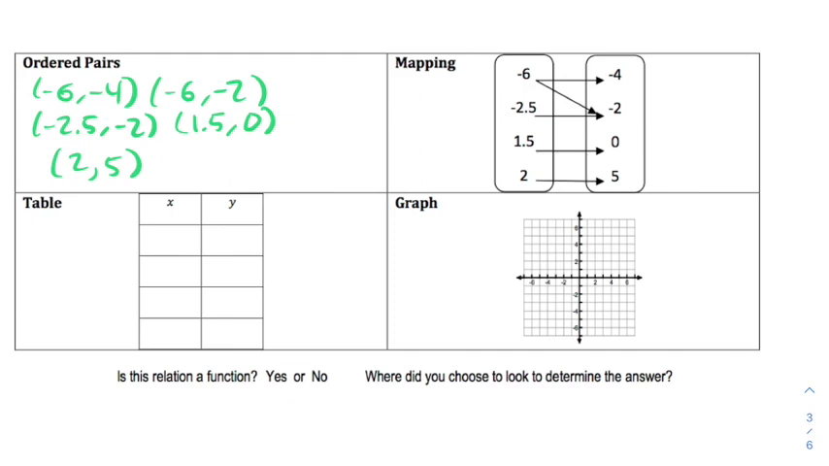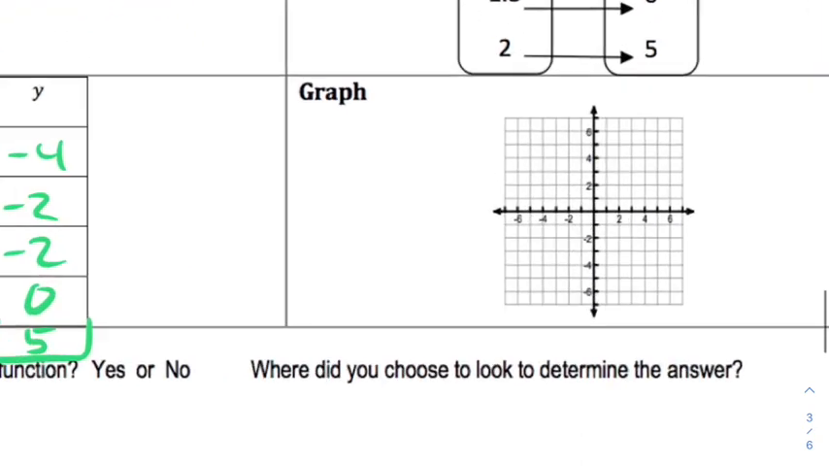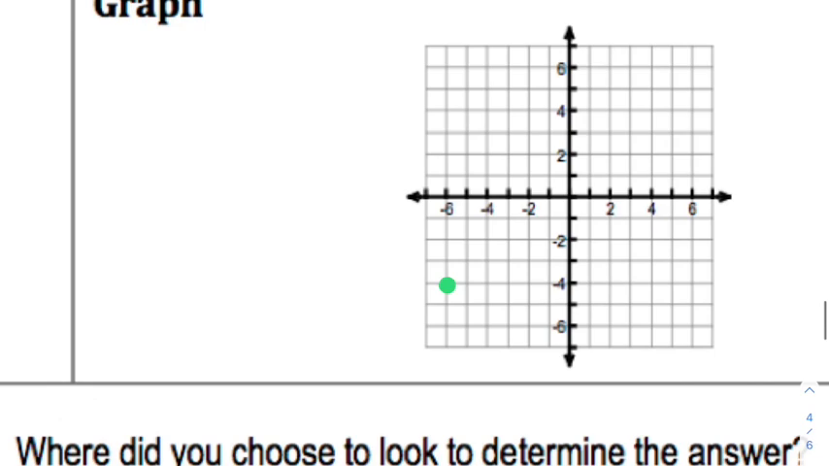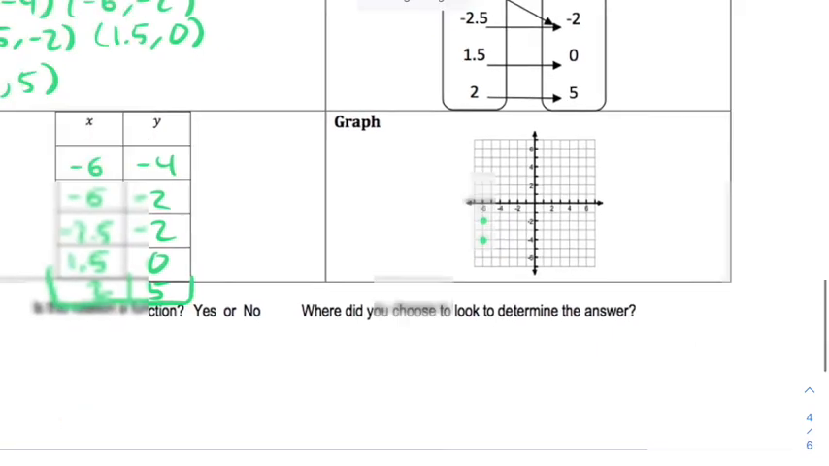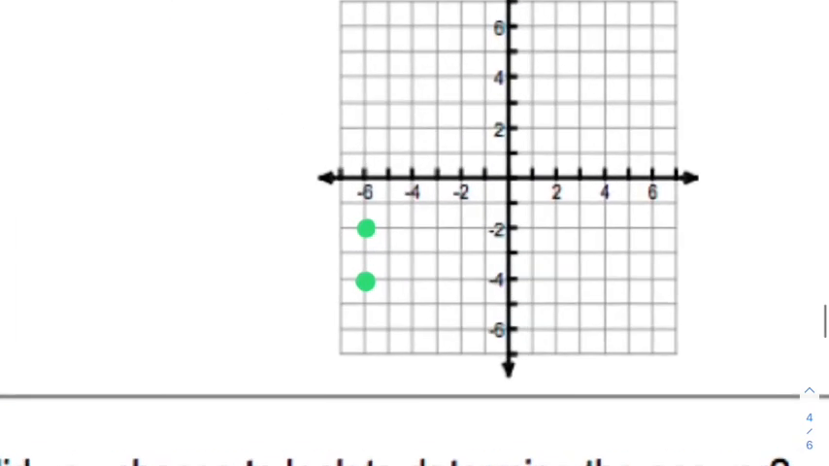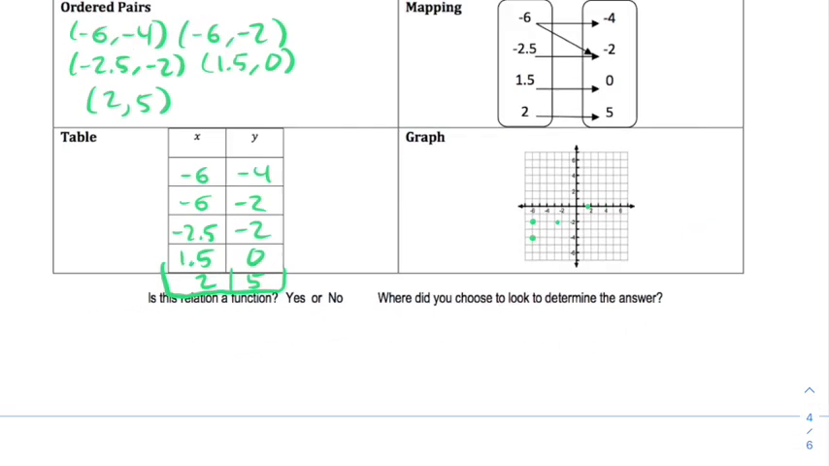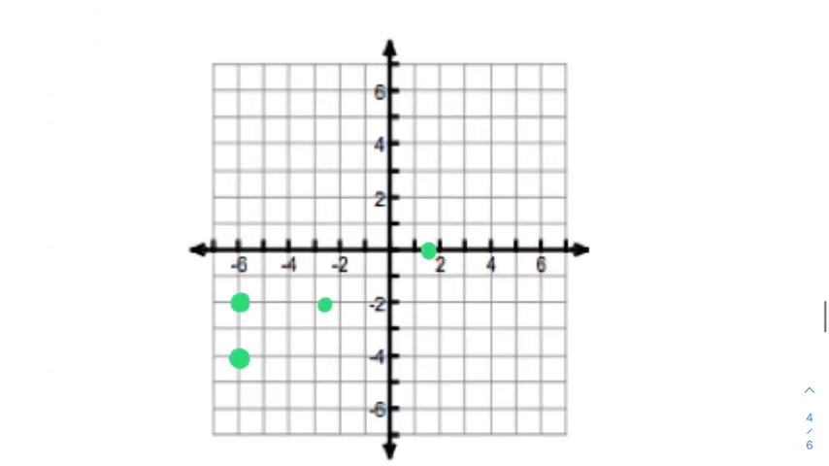With those ordered pairs, I'll be able to fill out the table. I did need to extend a little bit there. And now we'll turn those ordered pairs or the table into a graph. -6 going to -4, -6 going to -2, -2.5 going to -2, 1.5 going to 0, and 2 going to 5.